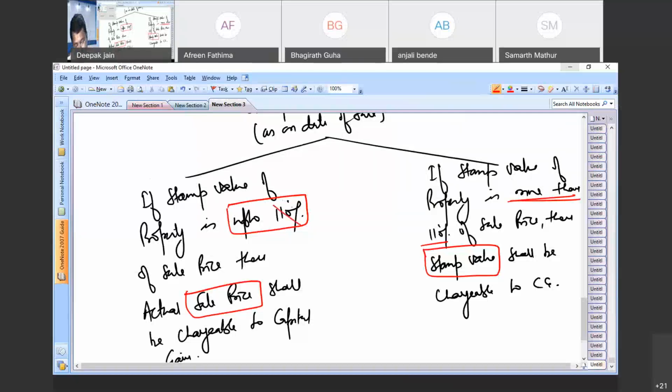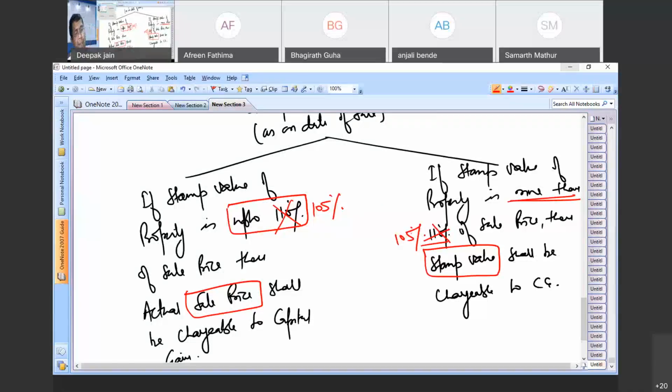Changes by Finance Act 2020: this 110% has been reduced by 5%. Now we have to compare 105% of sale price. Earlier 110%; now from Finance Act 2020 and onward, 105% shall be taken into consideration. Got it? Yes, sir. This is a change in capital gain in totality.